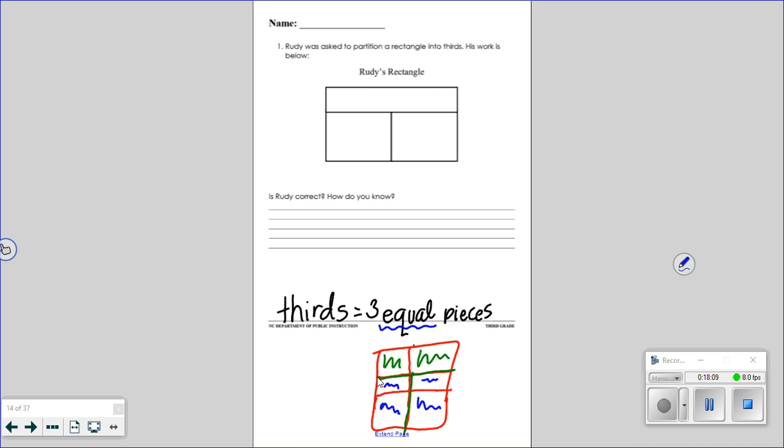Finish, if you have not, finish. I saw a lot of you drawing an example of what thirds should look like at the bottom. If you want to do that, go for it. Finish this page. Make sure you've answered both parts. Is he correct and how do you know? When you have finished this page and you're happy with it, it may get into the math bin. And we are all transitioning into our math choice board.